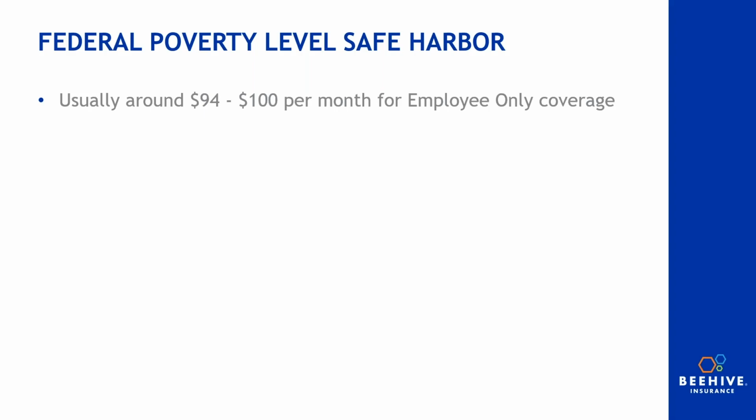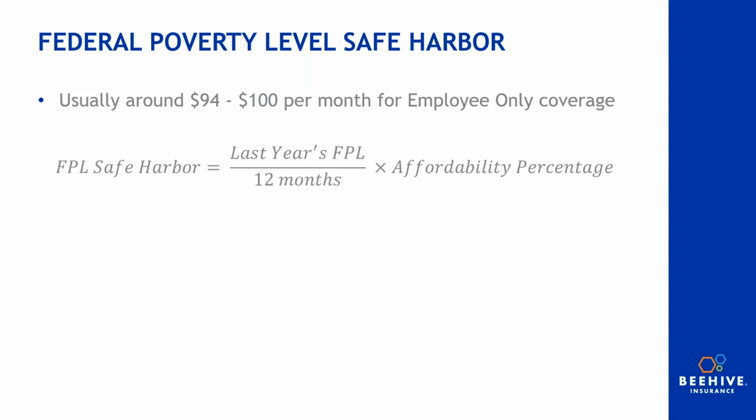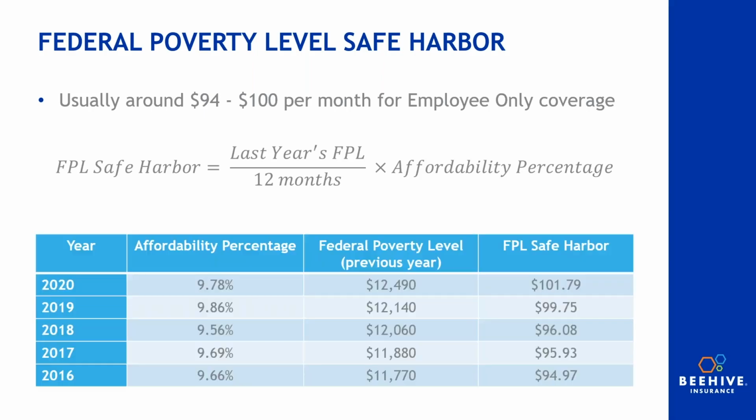The way it is calculated is you take last year's federal poverty level, divide by 12 months, and then you multiply by the affordability percentage for that year. So let's get a little chart of what the affordability percentage is for each year and the federal poverty level for each year. So you can see, as we've gone on in years, in 2016, we started out down at the bottom of this chart. We had a 9.66. It went up in 2017 to a slightly higher percentage, down in 2018, and now we're back up in 2019 and down again in 2020.